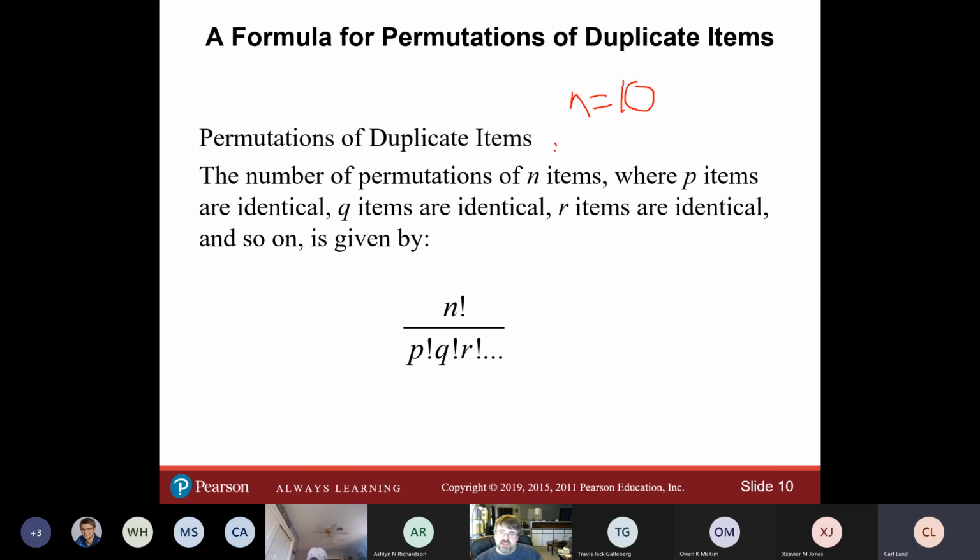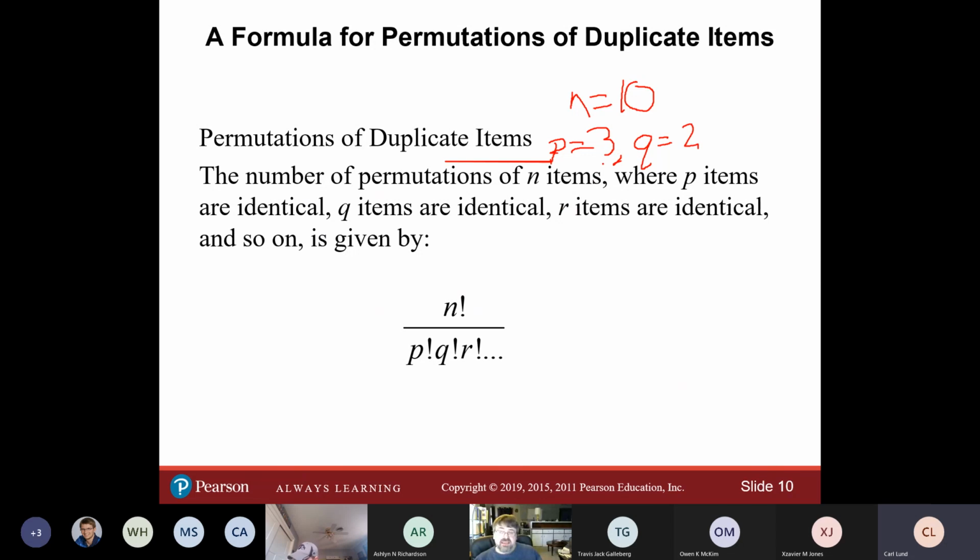Let's say I have more than just, of those 10, 3 of them are the same, and then another 2 of them are the same. Okay, so in my 10-book collection, I have 3 copies of your math textbook, and I have 2 copies of the MLA handbook for reasons. How many different ways could I arrange those 10 books?